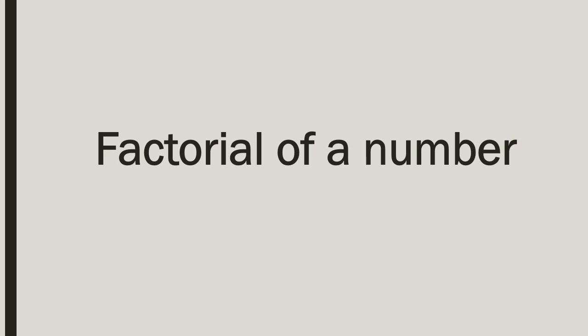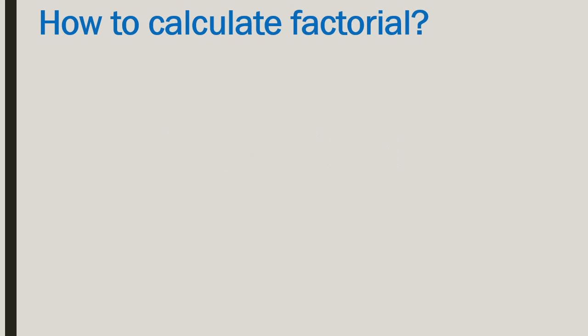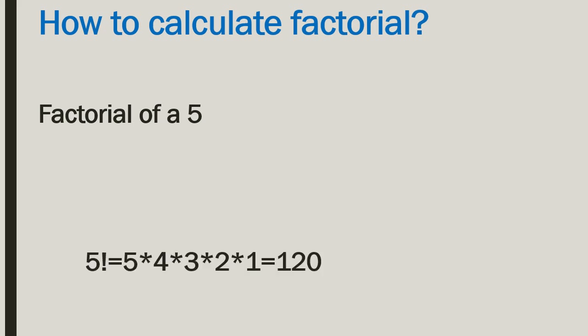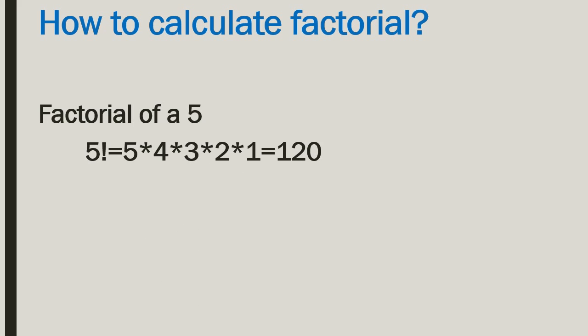Today we are going to make a program to find out the factorial of a number. So before proceeding, I am going to let you know how to calculate factorial of a number. Suppose I want to calculate factorial of 5, then factorial 5 is equal to 5 multiplied by 4 multiplied by 3 multiplied by 2 multiplied by 1, which is 120.